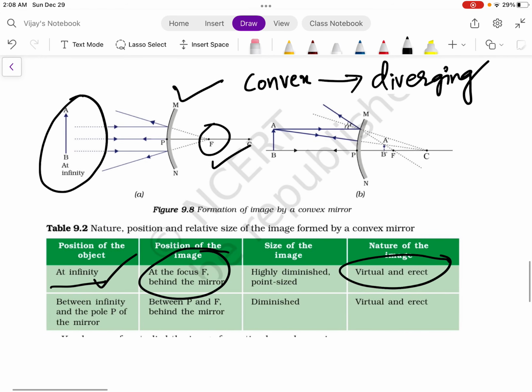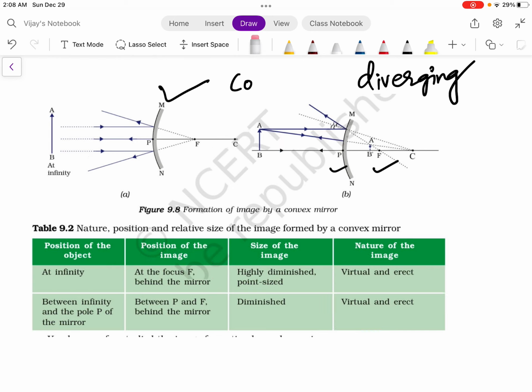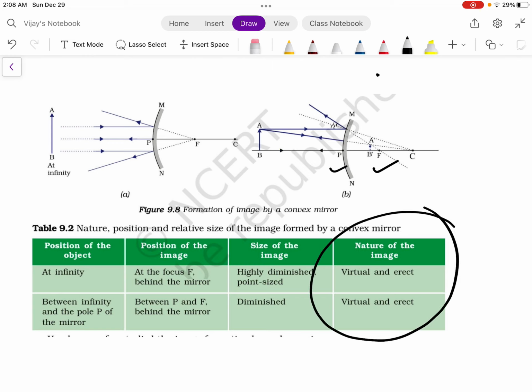Now see the second ray diagram. So I have kept the object close to the mirror, that means close to the pole of the mirror. So the image, you can see, is forming between pole and focus. You can see the image is diminished, and since it is forming behind the mirror, it is a virtual and direct image. So you can see that as far as a convex mirror is concerned, the images are always virtual and direct. So there is no chance of forming a real image with this convex mirror.